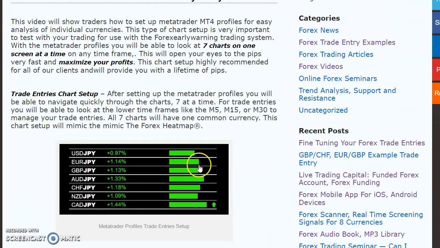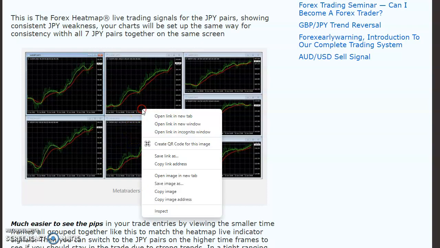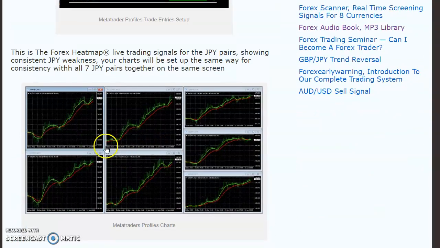So if the yen is weak on the Forex Heatmap and you get a push alert, all you have to do is go over to your charts, and you can now see all of the yen pairs. Okay, it's a really fantastic charting system, and it matches the live indicator. So all 7 JPY pairs you can see are moving up. And folks, this is hundreds of pips of movement. This is about 900 pips of movement in one trading session.